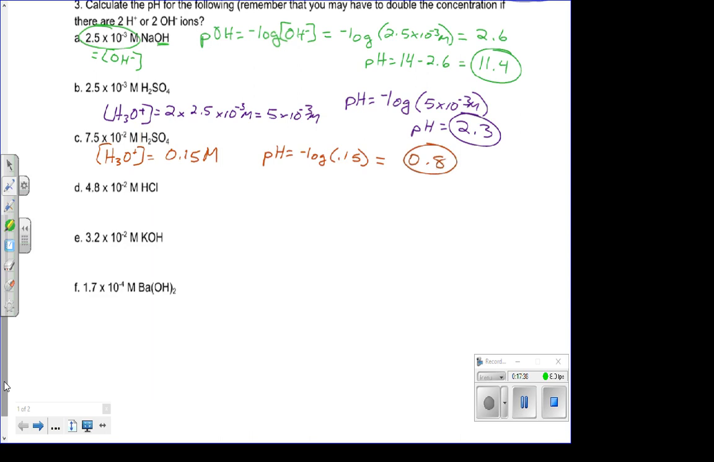Questions so far? All right. Letter D, we again have an acid. This time there's only 1 H in the formula, so this is our H3O concentration. Negative log of 4.8 times 10 to the negative second is 1.3.